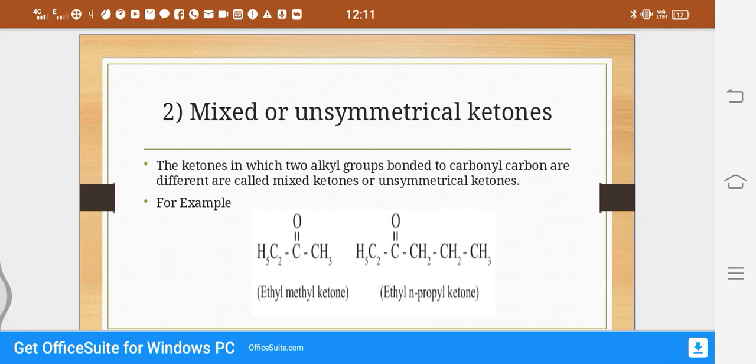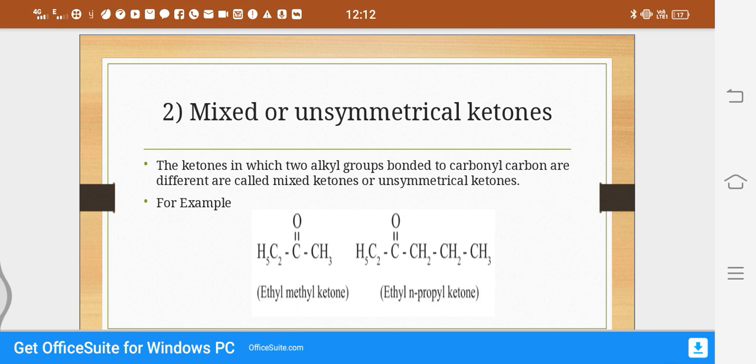Then second is mixed or unsymmetrical ketones. The ketones in which the two alkyl groups bonded to the carbonyl carbon are different are called mixed ketones or unsymmetrical ketones. For example, ethyl methyl ketone and ethyl propyl ketone.